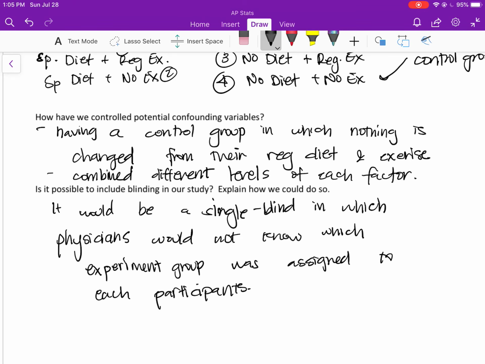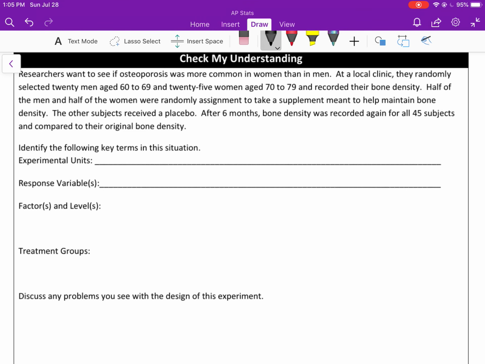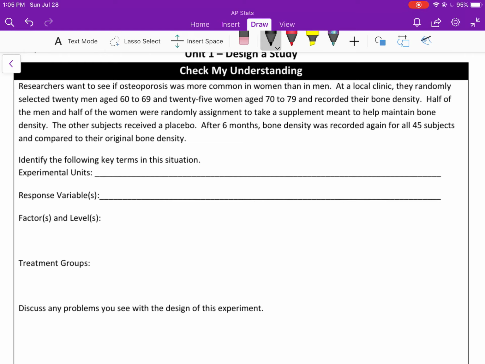We're going to go to the next page, which has a check for my understanding. So, same as how we've done before, I want you to go ahead and pause this video, go through the problem, and then play the video again so that you can check your work.